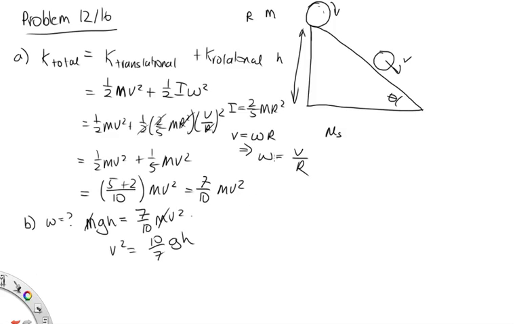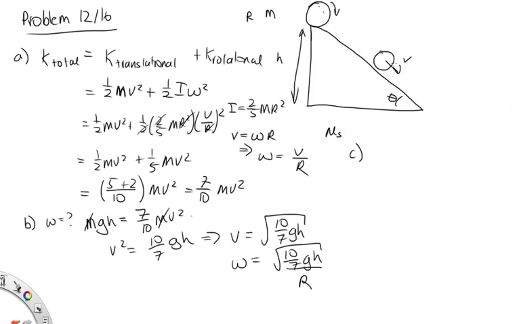What we're asked for is this angular velocity, so we'll need to find v. So v is equal to root 10 on 7 gh, and so omega is equal to root 10 on 7 gh over r. Part C, we're asked to find the magnitude of the linear acceleration down here.